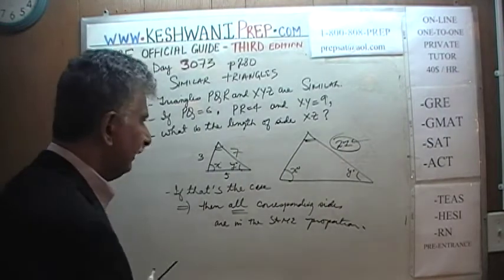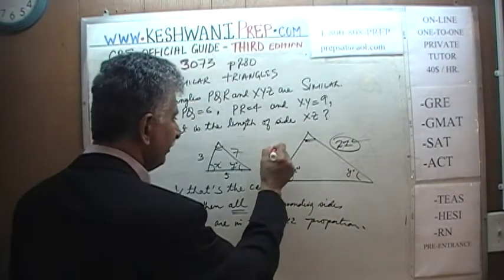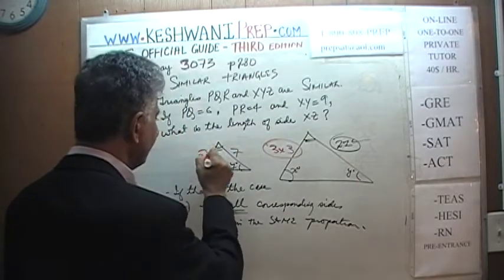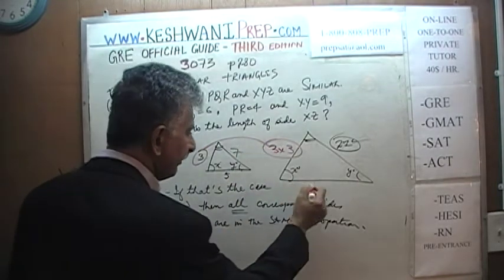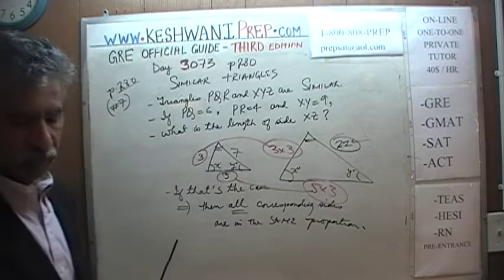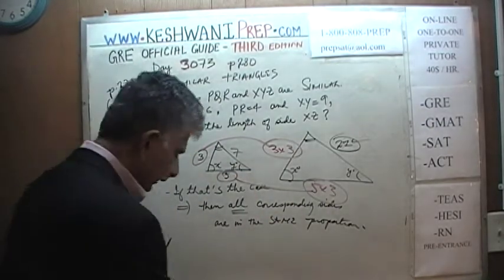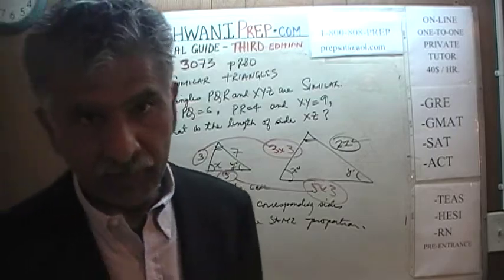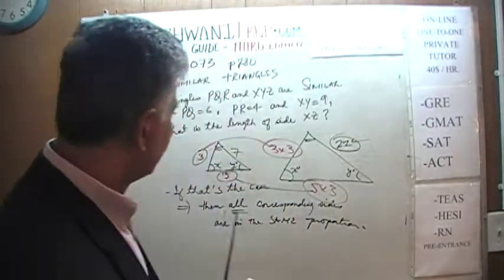So if we are told that this is 21, then it's very easy. If that's the case, then this side must be 3 times 3, because this is 3. And this side must be 5 times 3, because this is 5. That's all it is. That's what the fuss is about. Now let's do the problem on the blackboard.